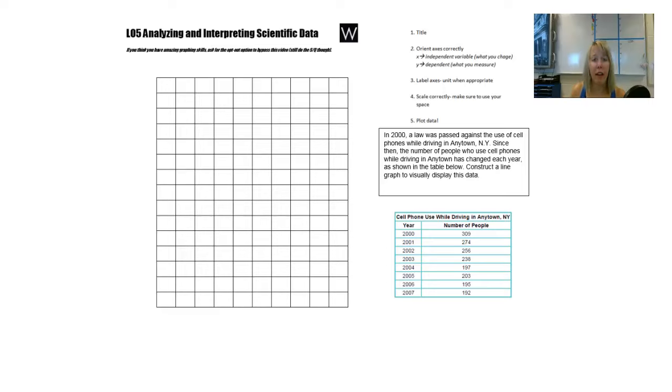So we're going to start with a line graph first. If you feel comfortable with this and you just want to make it and then compare it to mine, feel free. Otherwise, stick with me and we'll do this together.